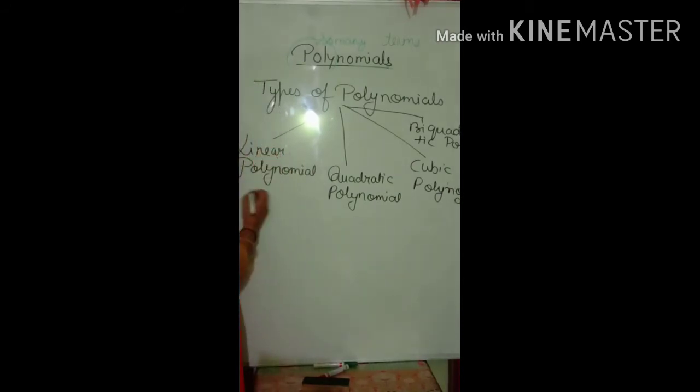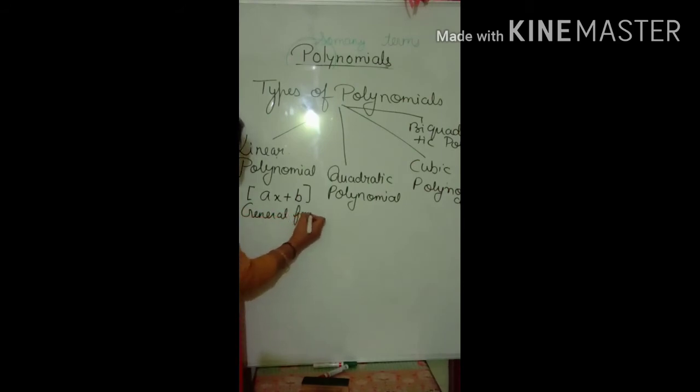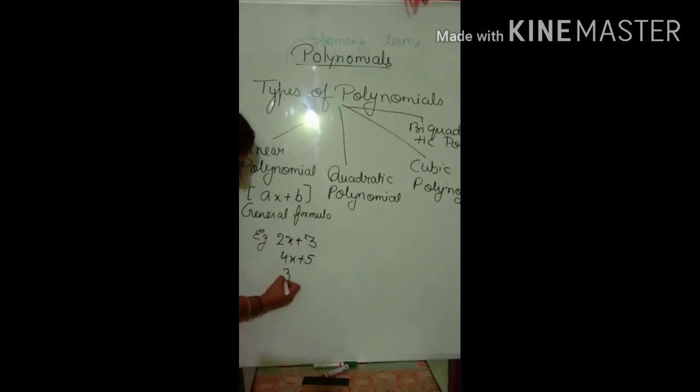Okay, so the general formula of this is ax plus b. This is the general formula of linear polynomial. Now, any example? In the place of a and b are constants, only x is variable. So I can write 2x plus 3, I can write 4x plus 5. I can write 3x plus, in the place of b, minus 2 also. We can write minus 2 is b.